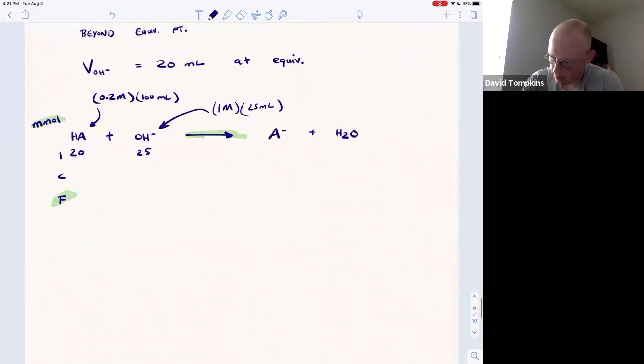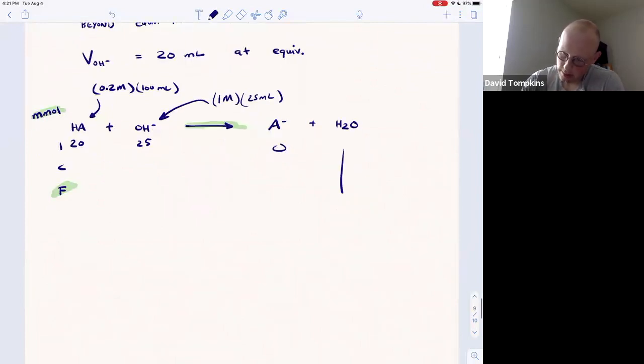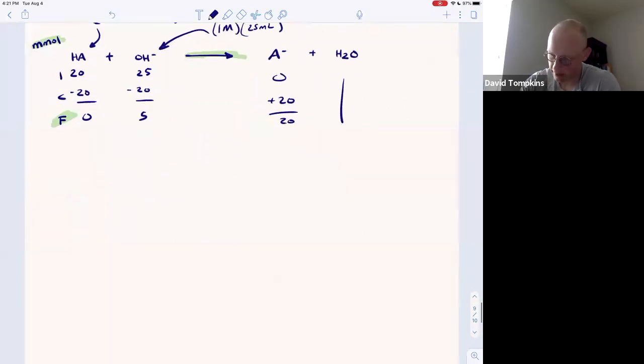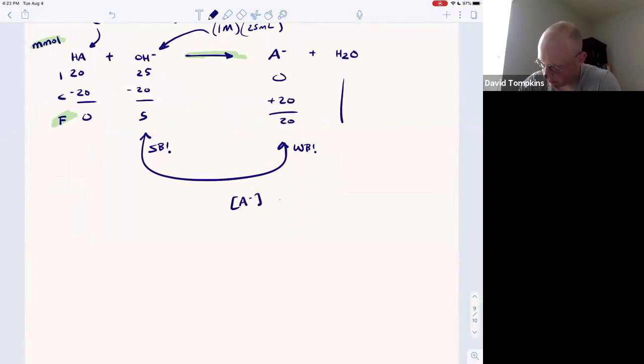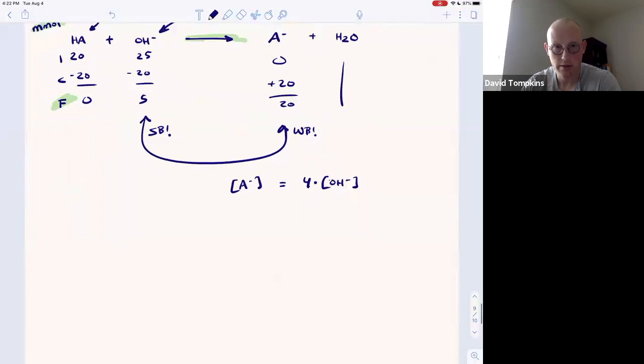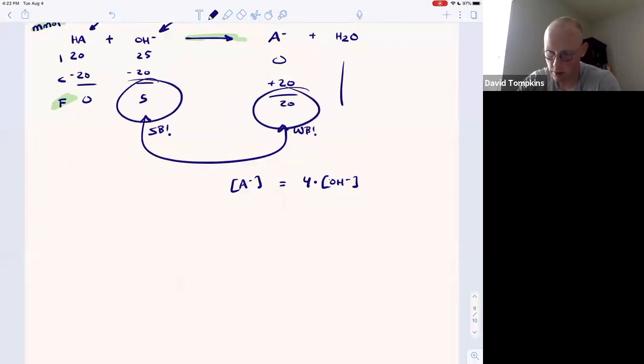And this is the first time that the weak acid has been the limiting reagent and the strong base is left over. We have 0 millimoles of HA, but still 5 of strong base after this equivalence point. And now we've made 20 of the weak base. So we have two things in solution, right? We have a strong base and a weak base. And the concentration of the weak base is equal to 4 times the concentration of the strong base, it appears, just based on the relative amounts here, 20 and 5.